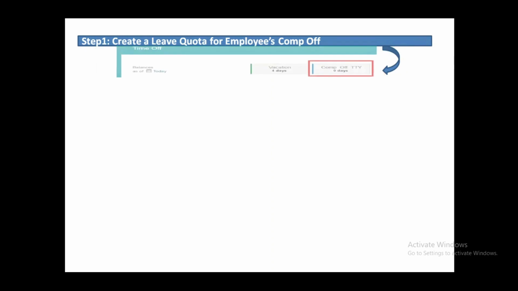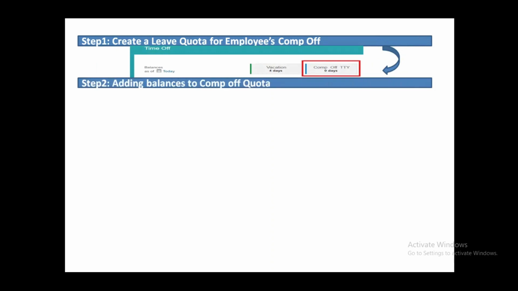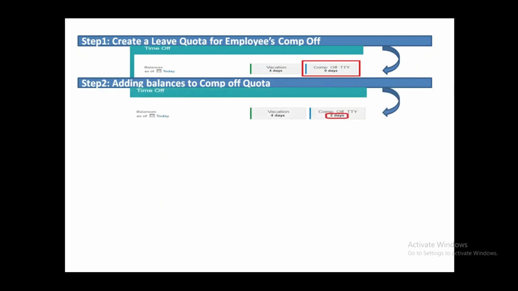The first step of this configuration is we have to create one leave quota for employees' comp off, and it will look like this from the employee self-service view, that is the ESS view. And step 2, we have to add balances to that comp off quota that we have created, and after adding balances it will look like this. This balance addition should be done by accrual rule. How, we will come later, step by step.